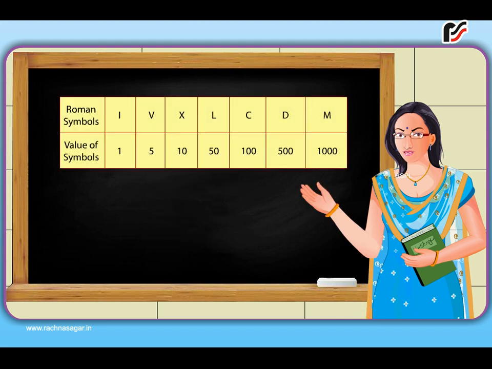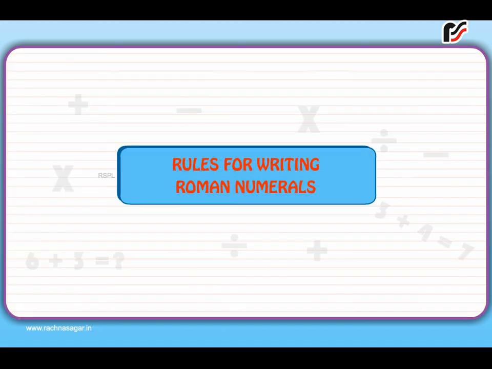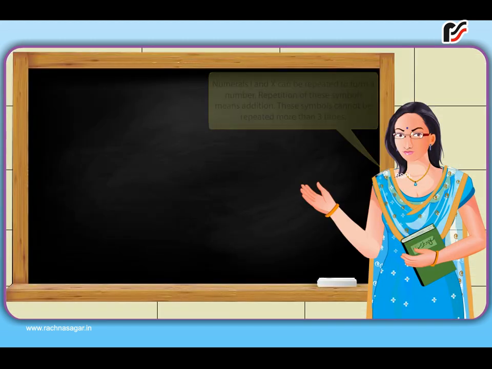The values of each of these symbols are as follows. The value of I is 1, the value of V is 5, the value of X is 10, the value of L is 50, the value of C is 100, the value of D is 500 and the value of M is 1000. Rules for writing Roman numerals.